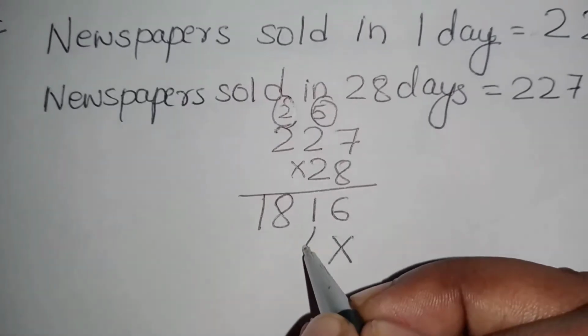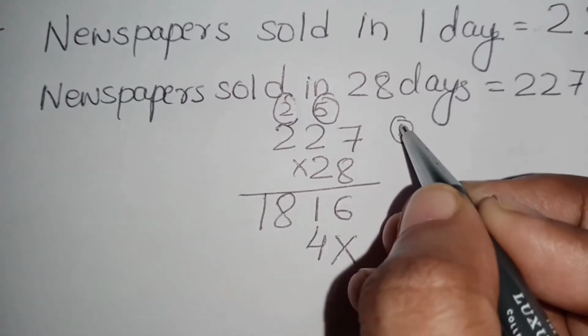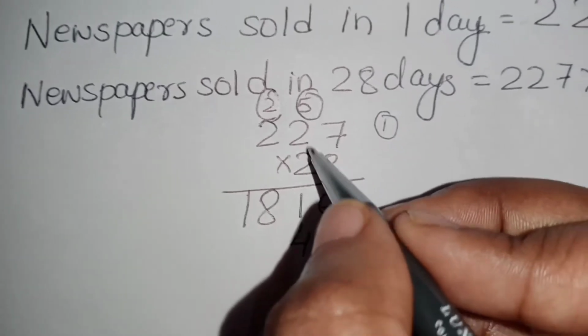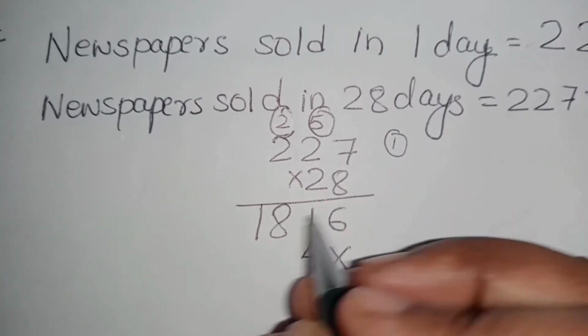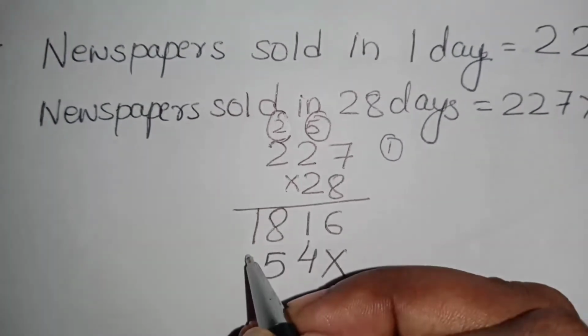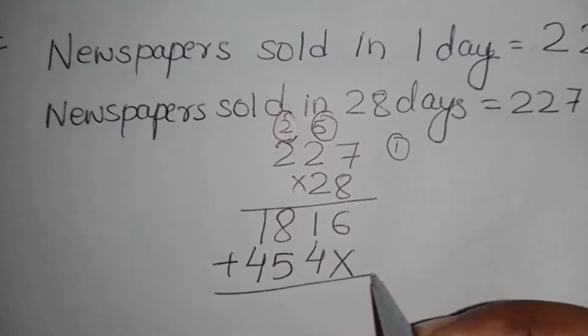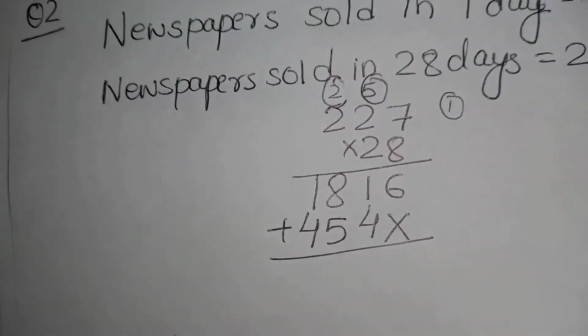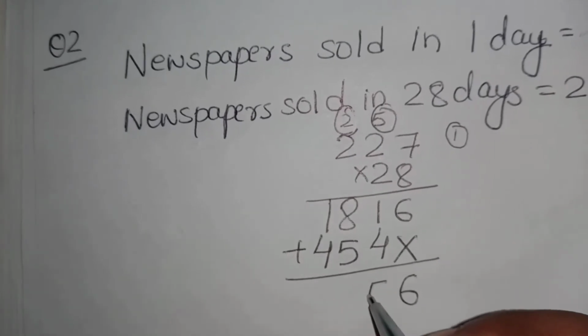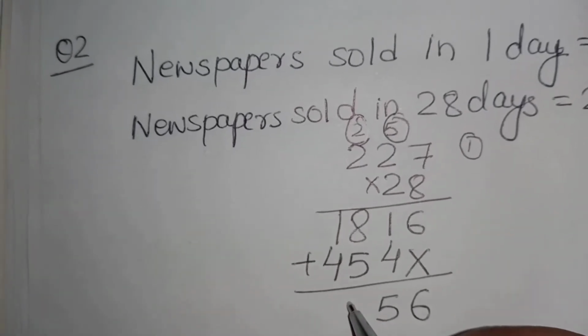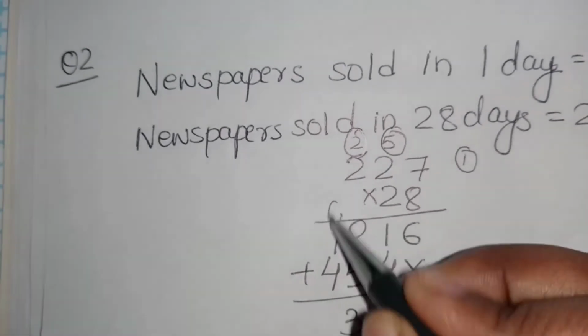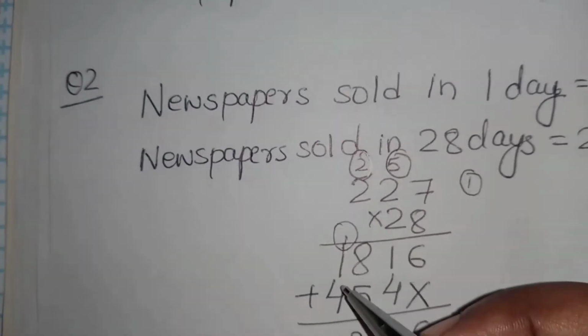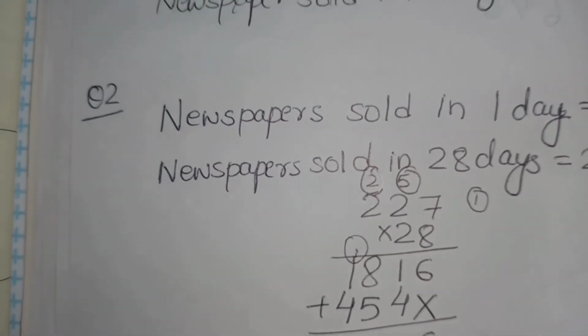2 7s are 14. 4 I will write here, 1 I will give as carry. Okay, I am writing here 2 2s are 4. 4 plus 1 is 5. 2 2s are 4. Now let's add. Okay, 6. 1 plus 4 is 5. 8 plus 5 is how much? 13. I'll write here 3, 1 I will give as carry. Okay, 1 plus 4 is how much? 5. 5 plus 1 is 6.